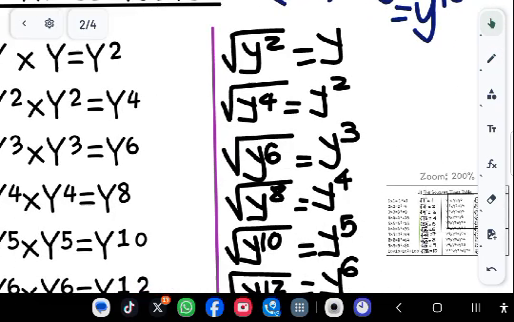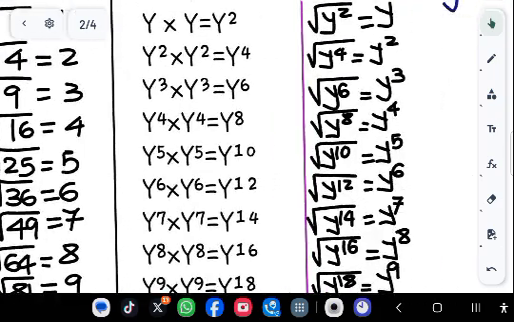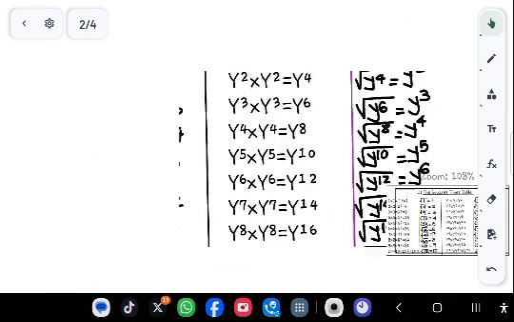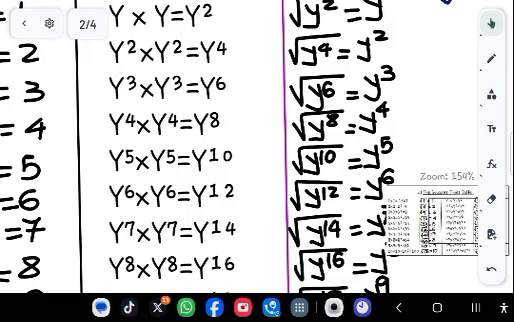Now what happens is that with the square root of y to the power of 12 is equal to y to the power of 6, because y to the power of 6 times y to the power of 6 equals y to the power of 12. It works the same way as with the numbers.